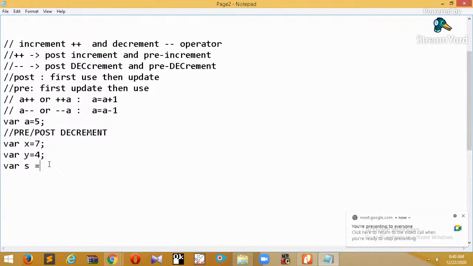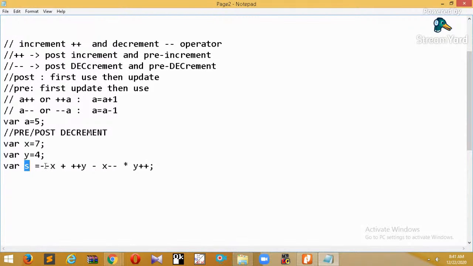Here I am writing the first expression: minus minus x plus plus plus y minus x minus minus into y plus plus. Suppose this is my first expression. Now we have to calculate the value of s. So I'm showing you stepwise. Whenever you have any doubt, then and there you should ask a question.